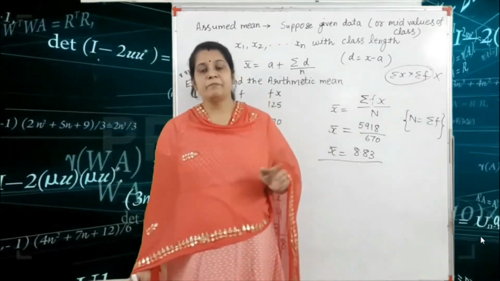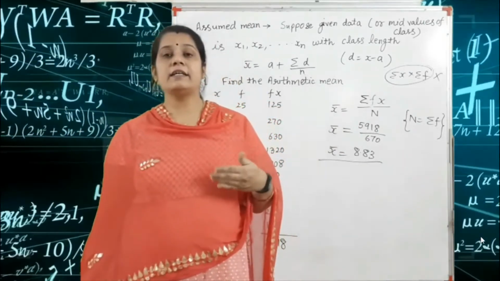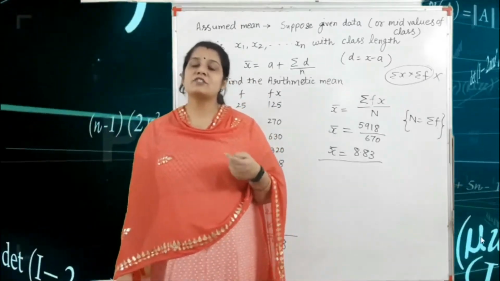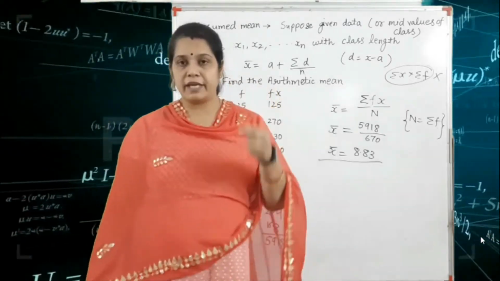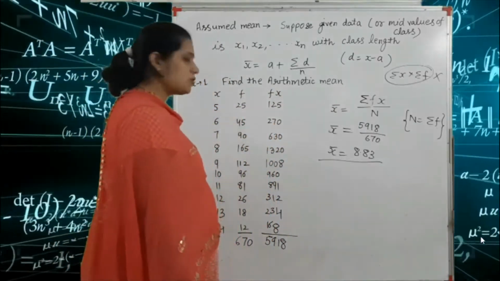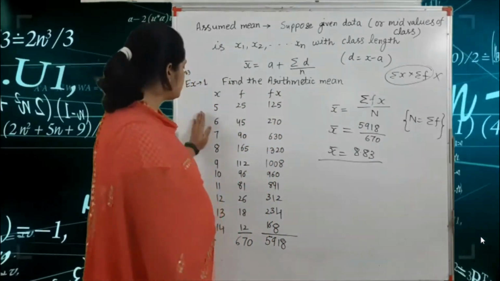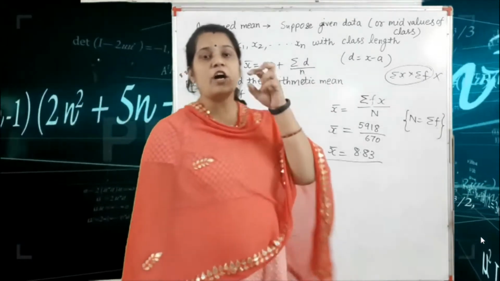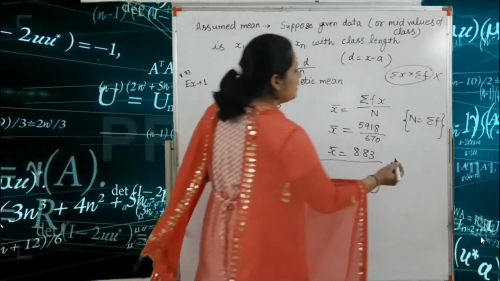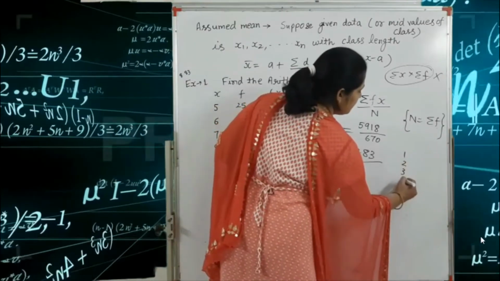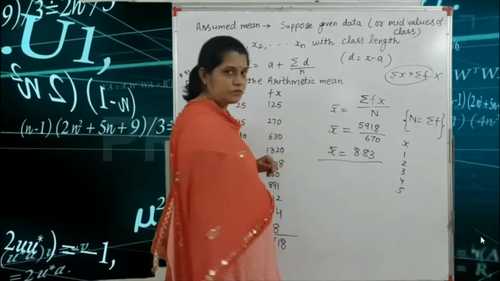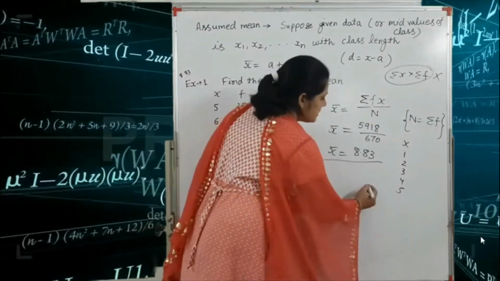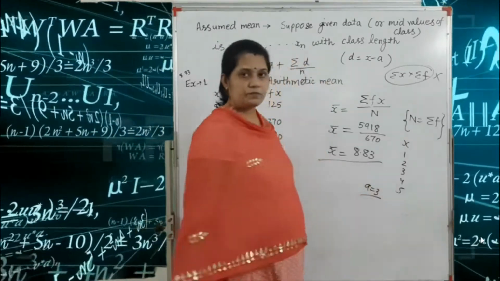Okay, simple way. And if in your question you are asked to find the mean with the help of assumed mean, so first we consider the value of A with the help of x column. Sometimes, for example, we have the number of terms in odd form. That means, for example, we are given 1, 2, 3, 4, 5. This is the value of x. Okay, so the middle term is what? The middle term is 3. So we write here A is equal to 3. Got it?